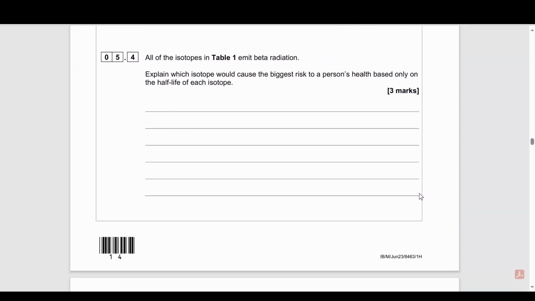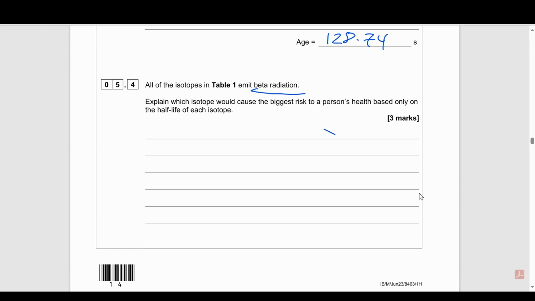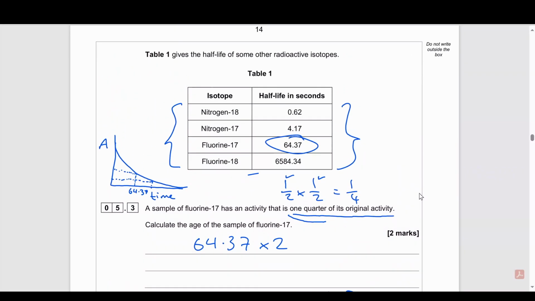5.4. All of the isotopes in Table 1 emit beta radiation. Explain which isotope would cause the biggest risk to a person's health based only on the half-life of each isotope. So what we're doing is only using the information in the table to work out our answer.